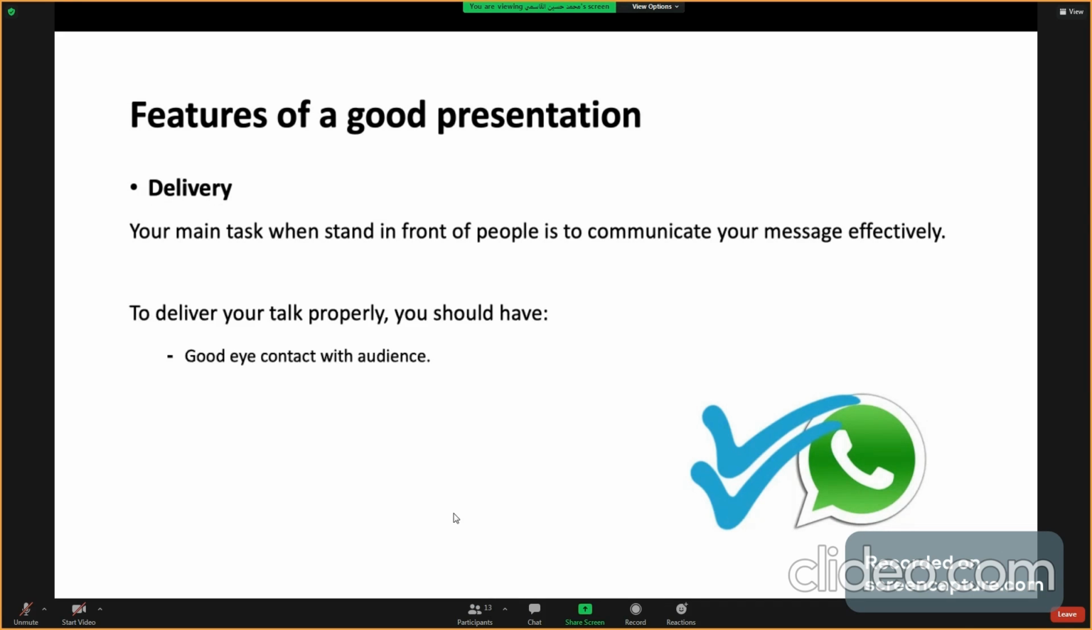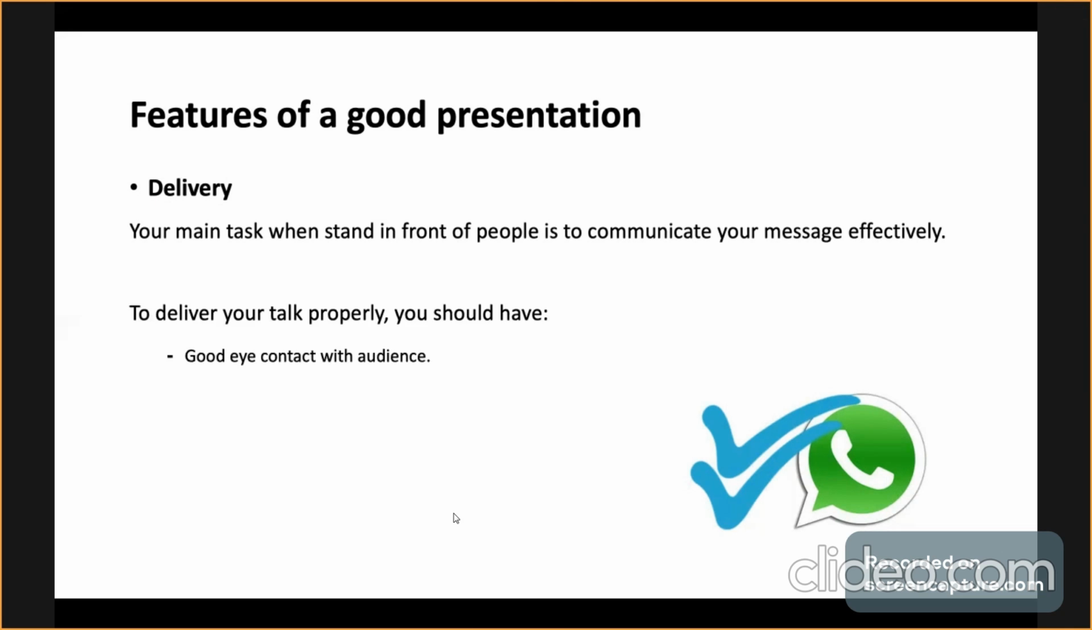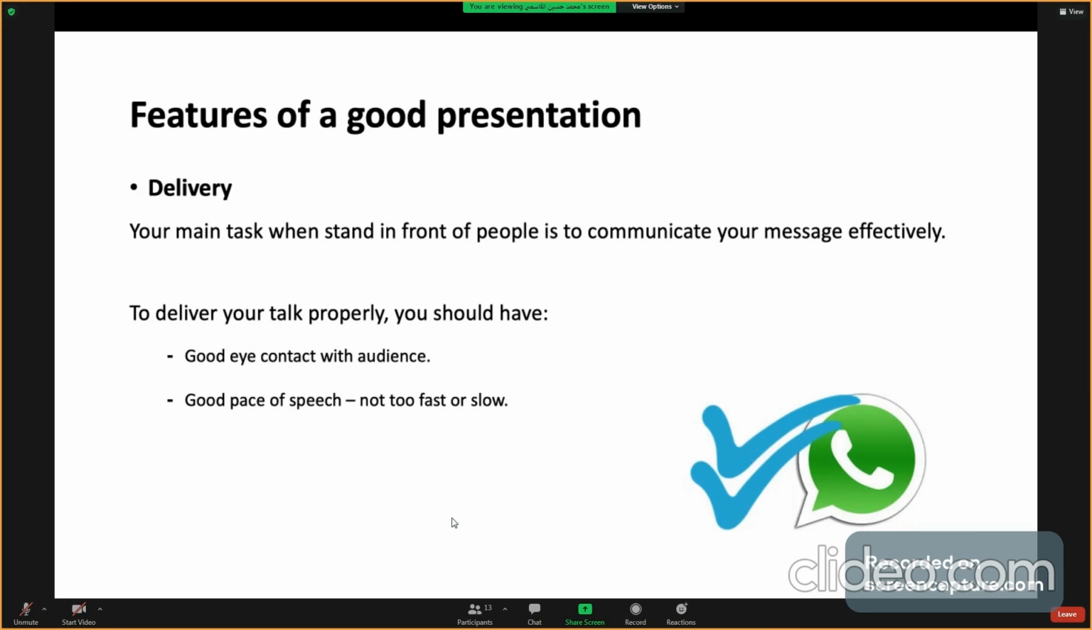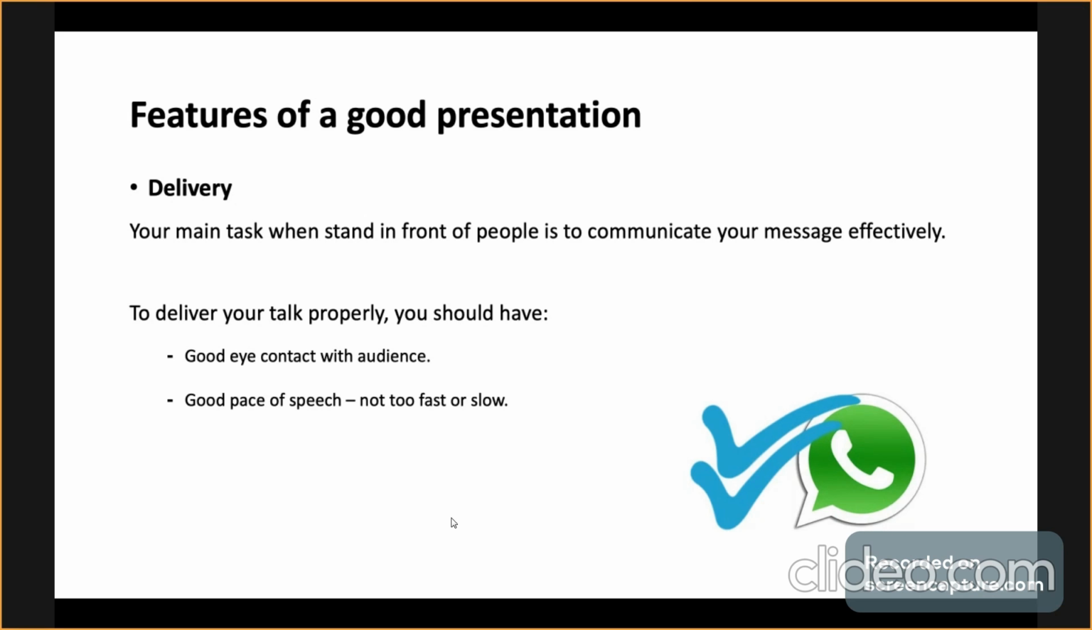Also, you have to use body language, so have good eye contact with the audience. So also a good pace of speech. Don't talk too fast or too slow. You have to be average, using an average pace, so everyone can understand you.